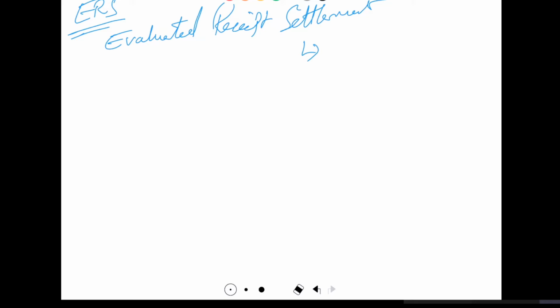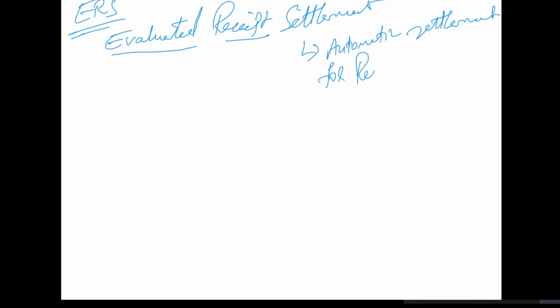So it's different. It's evaluated receipt. That means whatever stock we received, based on the receipt you evaluate the price and goods, then you can settle automatically. So the concept here is automatic settlement for receiving GR without invoice. Okay, clear?